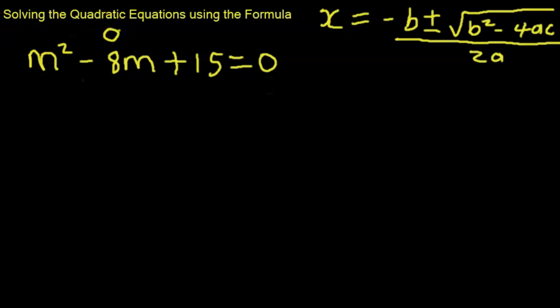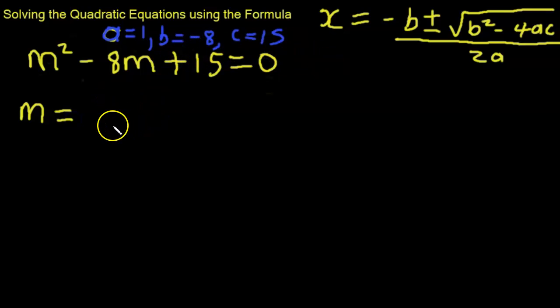So a there is equal to what? 1. b there is equal to minus 8. And in the same way, the constant is 15. Good? So the only difference is that when we are using the formula now, we don't say x equal to, because remember now the variable is not x, it's m. So we say m is equal to, and we do the exact same thing.